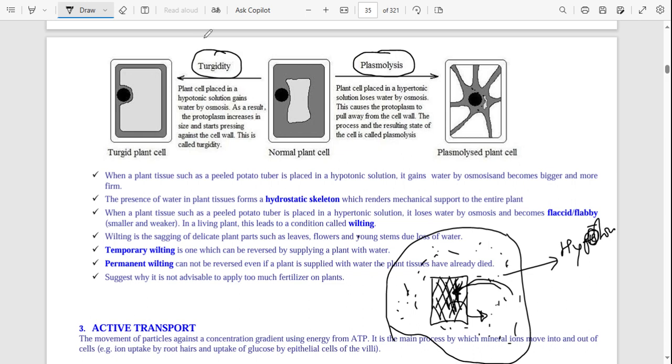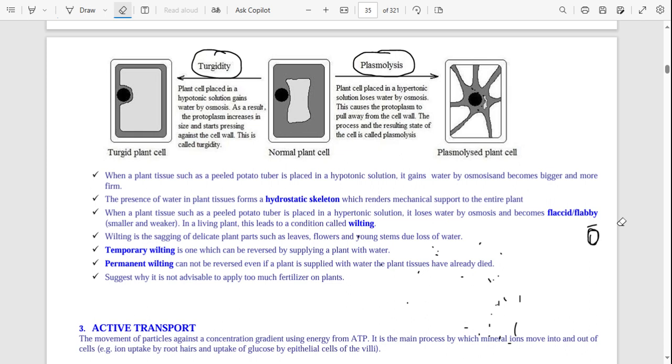Please take note, they can bring any one of these diagrams, either for the plant or for the animal in the exam. You need to know the process. You need to know if it has become turgid. Has it been put in a hypotonic solution or in a hypertonic solution?